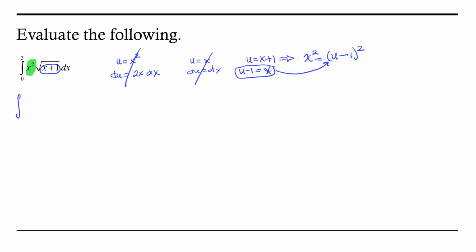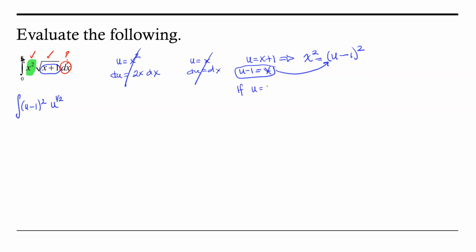So if I do that, then my x squared becomes u minus 1 squared. Now remember, I just grabbed this piece underneath the square root, right? This x plus 1 is all that's the u. So we're going to have u to the 1/2 power. I'm going to go ahead and write the square root as an exponent. So all of that looks pretty good, actually. I've replaced the x squared. I've replaced the square root of x plus 1. I still need to deal with the dx. So let's come back over here.